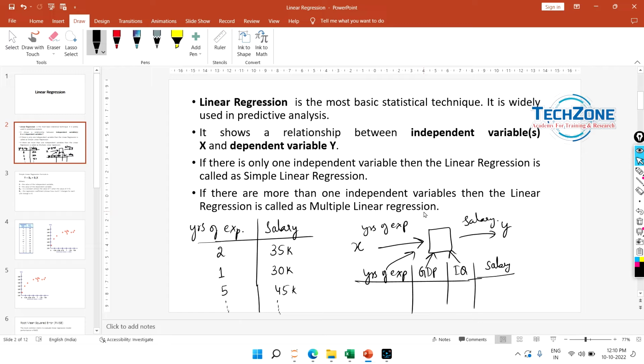I hope this is clear. Simple linear regression will have one independent variable. Multiple linear regression will have more than one independent variable.